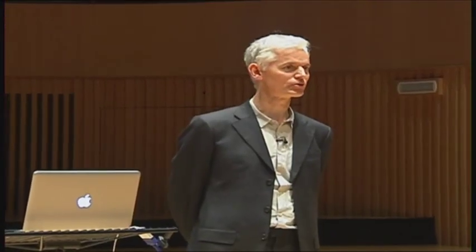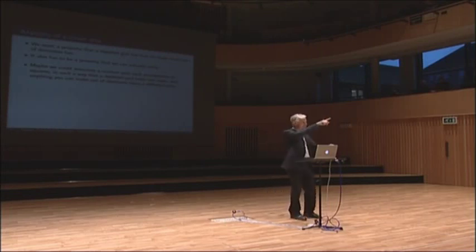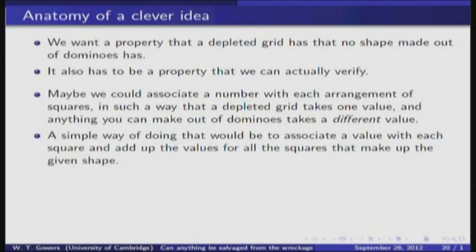Well, one idea is to come up with some sort of numerical property. Given an arrangement of squares, we'd like to associate some number with it, and we'd like to argue that no number that you can get with a shape that's coverable with dominoes can equal the number that you get when you take an 8x8 grid and remove two opposite corners. One of the first things one would try is to associate a number with each square, and then given any arrangement of squares, we just add up the numbers of all the squares in that arrangement.